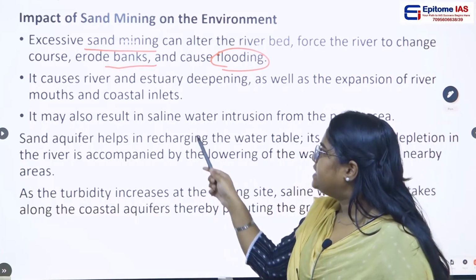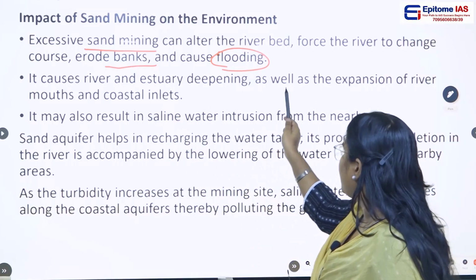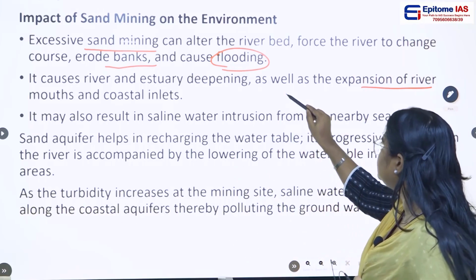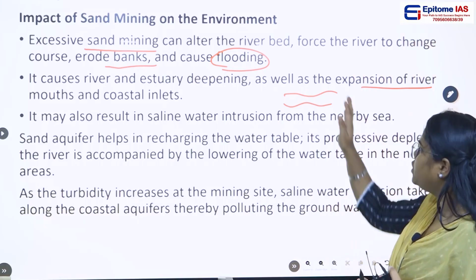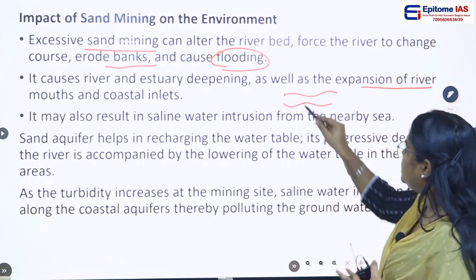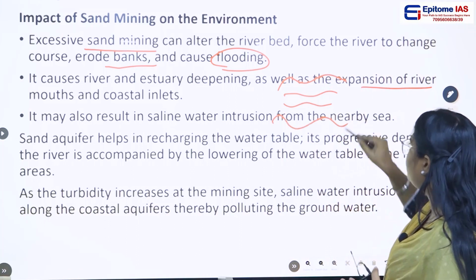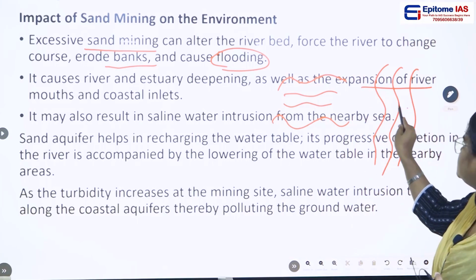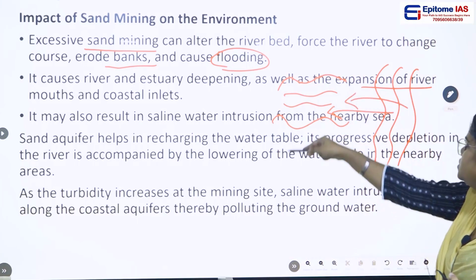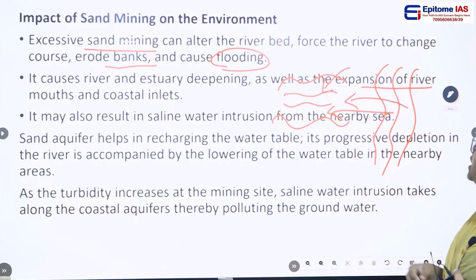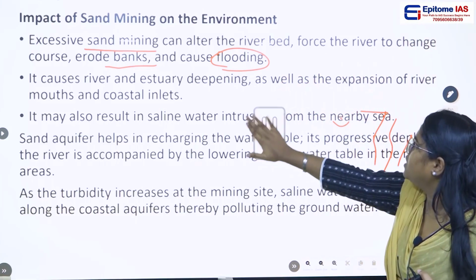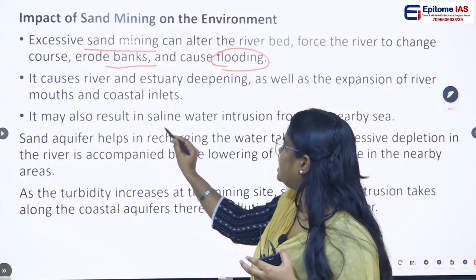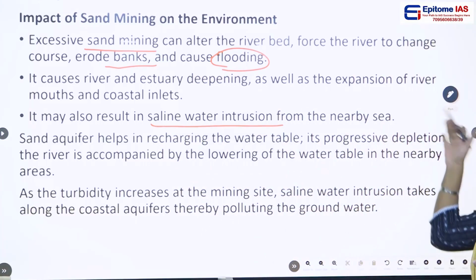Then the second point is it causes river and estuary deepening as well as the expansion of the river mouth and the coastal inlets. Let's say this is the river. Now what happens when you are removing sand from it again and again? The mouth of the river widens, and let's say there is a nearby sea. The sea water comes in and occupies this area. So it will increase the salinity of this water. So it may result in saline water intrusion from the nearby sea.